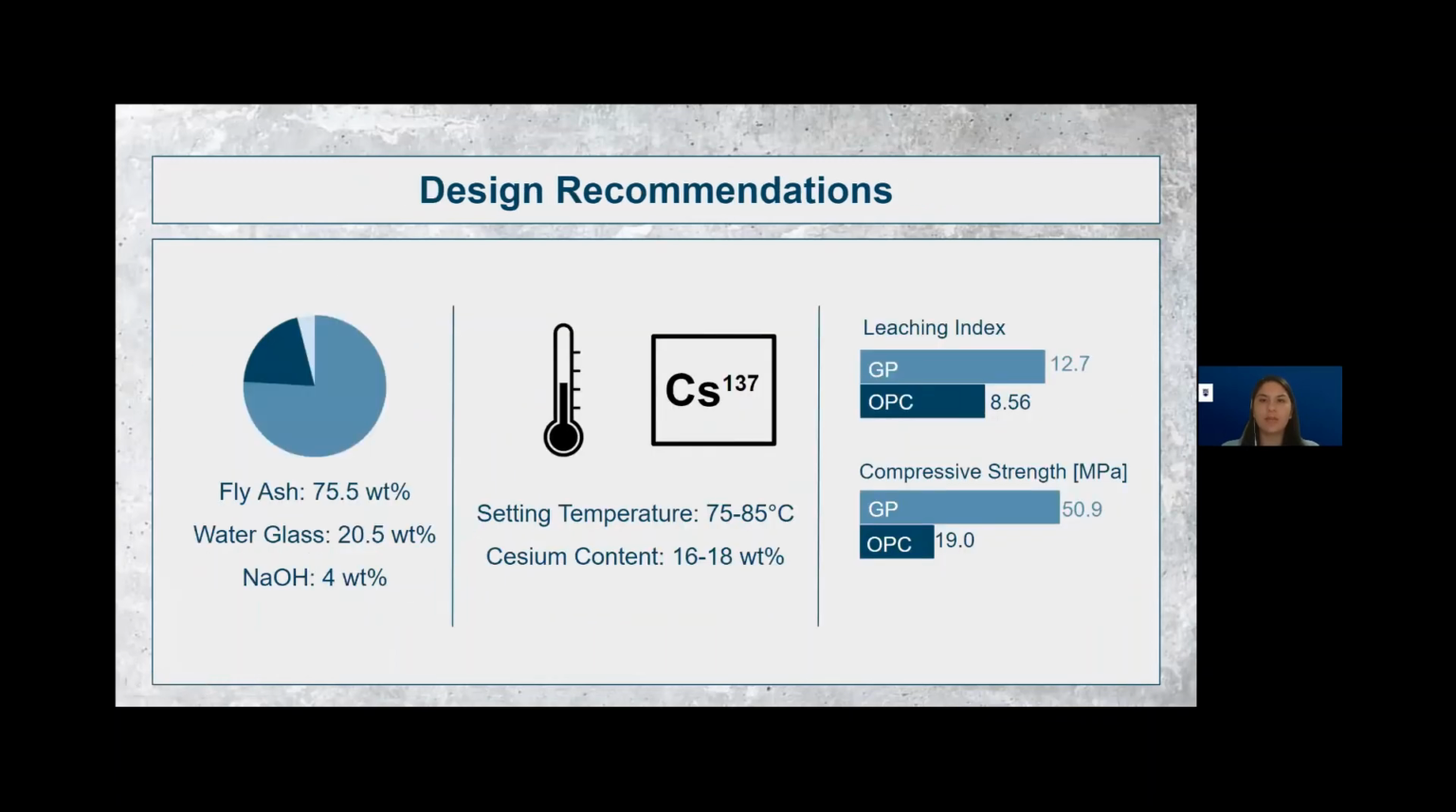Using the optimal composition and processing parameters determined in Phase 1 and 2, we predict a geopolymer cement with a resulting leaching index of 12.7 and compressive strength of 50.9 megapascals. These improvements show that our design is superior to that of OPC, both in encapsulation efficiency and mechanical strength. After conducting a sensitivity analysis, we recommend that future investigations consider testing beyond our upper bounds of setting temperature and cesium content, which may yield even more promising results.